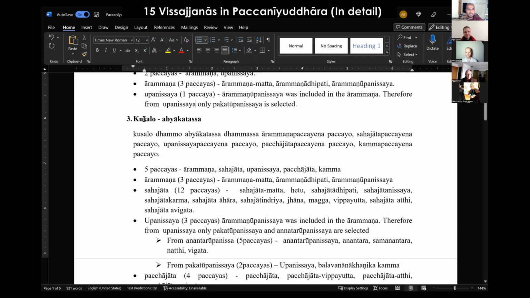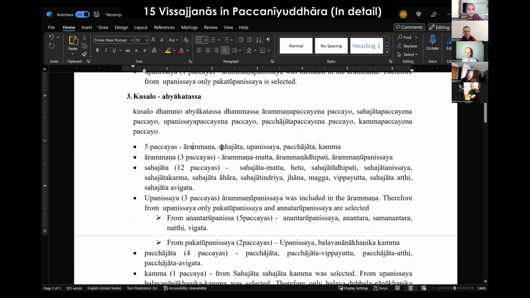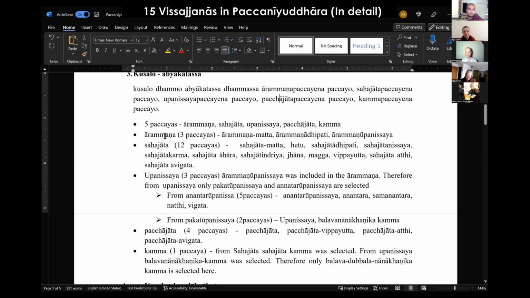And then we move into the third relationship, Kusalo Abyākatassa. Kusalo Dhammo Abyākatassa Dhammassa ārammaṇapaccayena Paccayo, Sahajāta Paccayena Paccayo, Upanissaya Paccayena Paccayo, Purejāta Paccayena Paccayo, Kamma Paccayena Paccayo. So there are 5 Paccayas here: Ārammaṇa, Sahajāta, Upanissaya, Purejāta, and Kamma. From Ārammaṇa, we pick 3 Paccayas: ārammaṇamatta, ārammaṇādhipati, and ārammaṇūpanissaya. From Sahajāta, we pick 12 Paccayas: Sahajāta matta, Hetu, Sahajātādhipati, Sahajāta nissaya, Sahajāta kamma, Sahajāta āhāra, Sahajāta indriya, Jhāna, Magga, Vippayutta, Sahajāta atthi, and Sahajāta avigata. So 12 Paccayas are picked here.